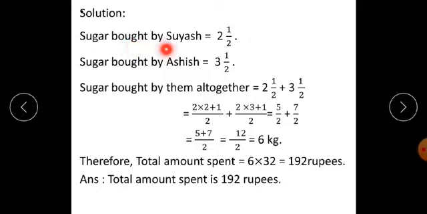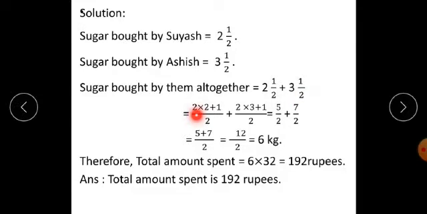Solution: sugar bought by Suyash is equal to 2.5 kg. Sugar bought by Ashish is equal to 3.5 kg. Therefore, sugar bought by them altogether is equal to 2 integer 1 upon 2 plus 3 integer 1 upon 2, because we have to find total quantity of the sugar. Now these are mixed numbers. Therefore, we have to convert these numbers into improper fractions.